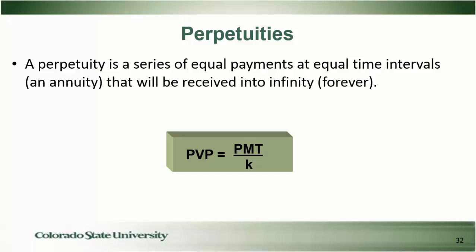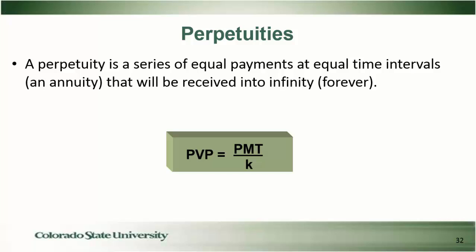Next variation on annuities, what's called perpetuities. A perpetuity is an annuity that goes on forever. Think of it as the combination between the words perpetual and annuity. The reason why we talk about this, you might wonder, why are we talking about a perpetuity as a concept? Because nothing goes on forever.